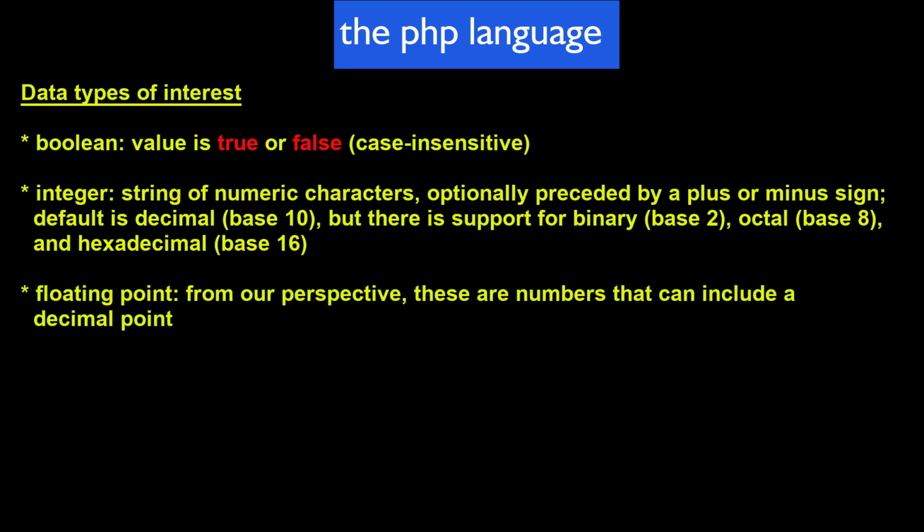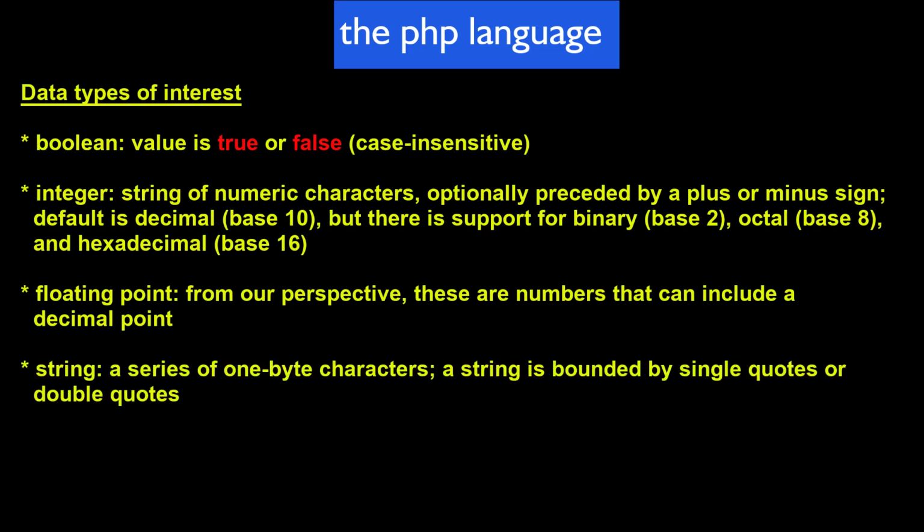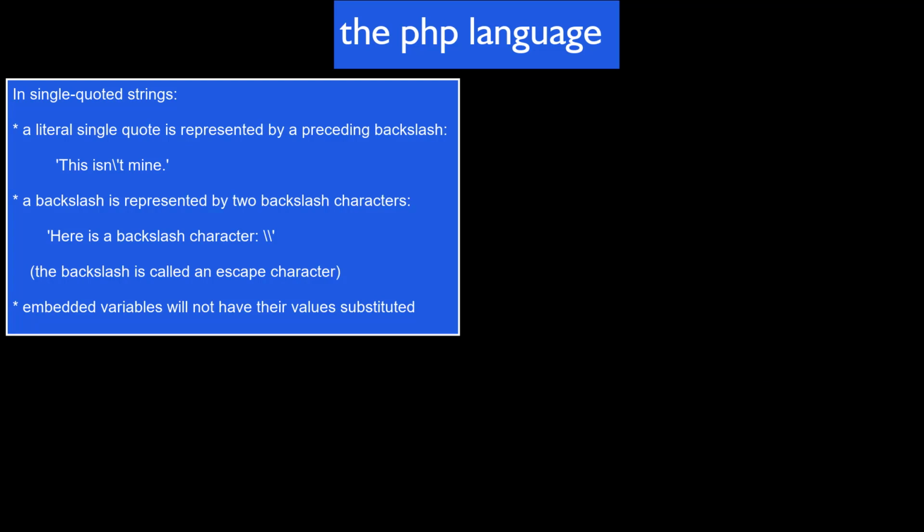Floating point, from our perspective, these are numbers that can include a decimal point. String, a series of 1-byte characters. A string is bounded by single quotes or double quotes. In single quoted strings, a literal single quote is represented by a preceding backslash. So we have quote, this is, and then a backslash, quote, tennis. So it basically takes that as an apostrophe. A backslash itself is represented by 2 backslashes. So in the quote, here is a backslash character, two backslashes. The backslash is called an escape character.